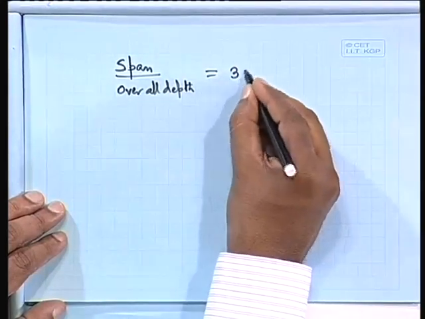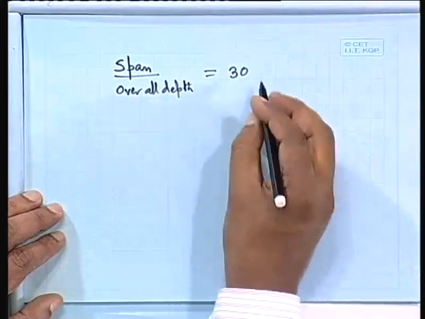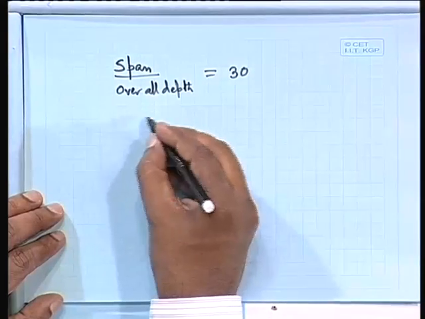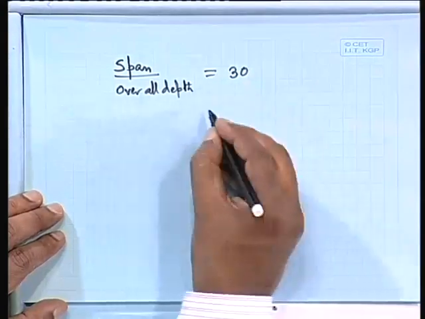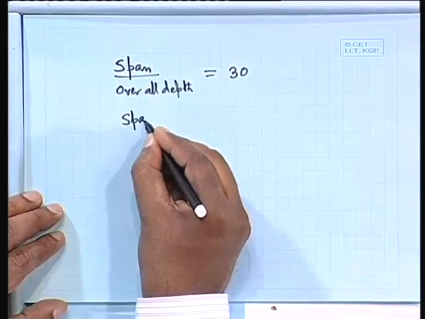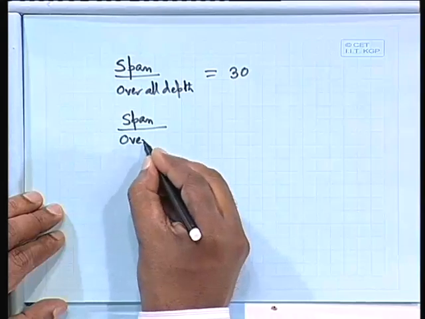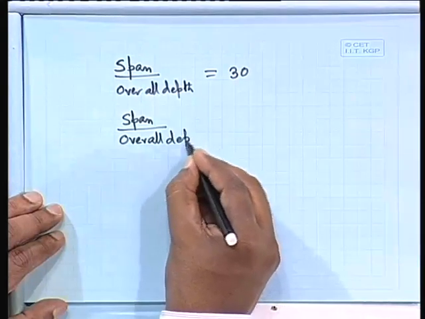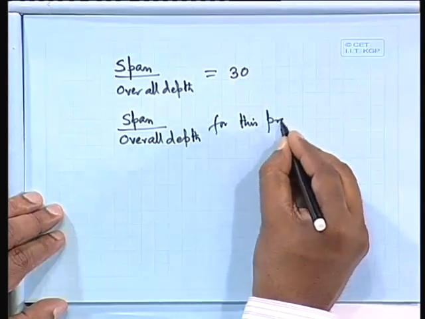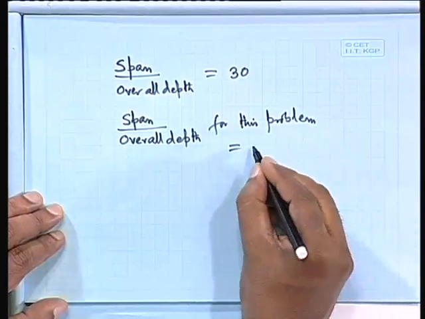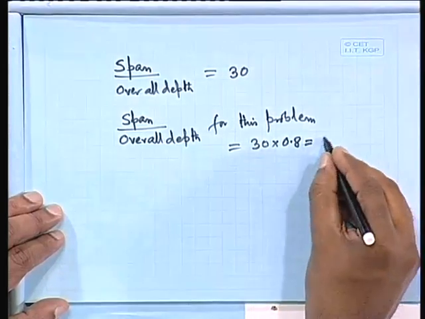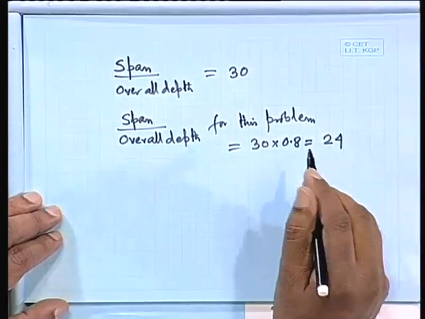Let us take, I shall take it, say, 30, and further I shall modify with 0.8, say, we shall multiply with the 0.8. So, the span by overall depth for this problem, we shall take it, say, 30 into, say, 0.8, say 24.